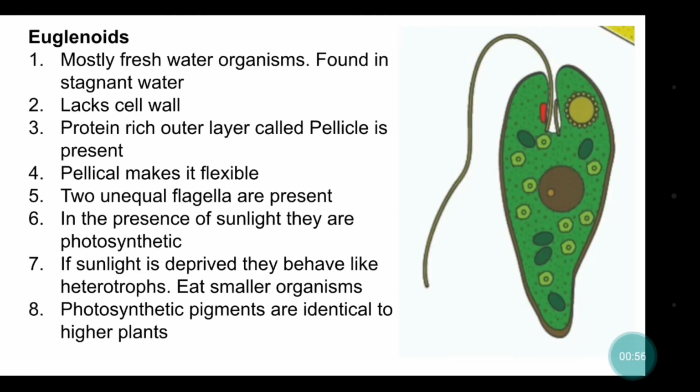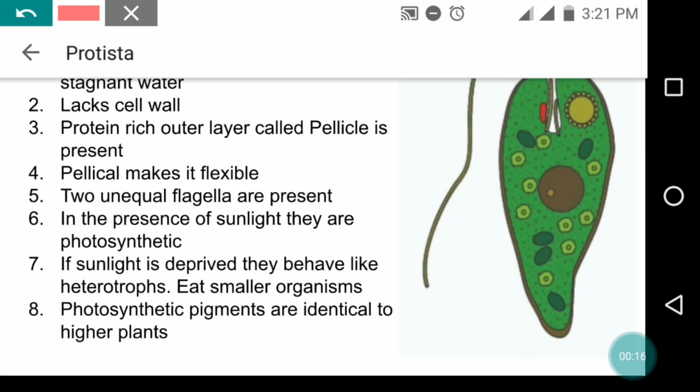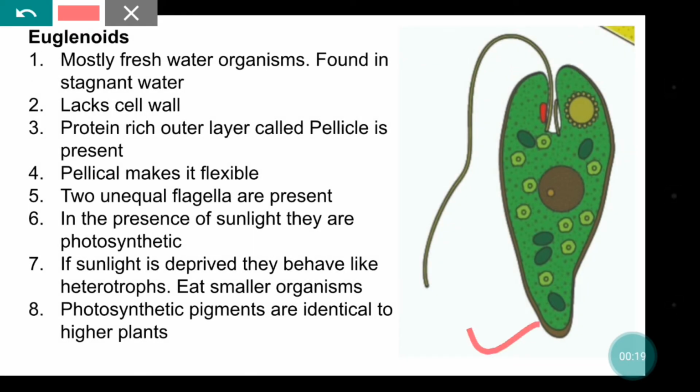Now Euglena. You will see another group, the Euglenoids. So Euglenoids is another group of Protista. Here we can see this is Euglena. This is the picture of Euglena. Mostly these are freshwater organisms and are found in stagnant water. These lack a cell wall, right? And instead of a cell wall, its outer surface is made up of protein-rich material that is known as pellicle, right?